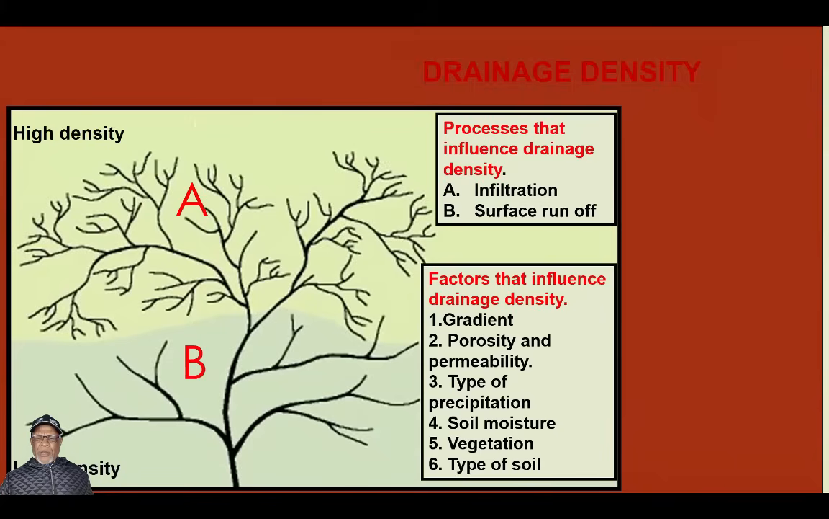So infiltration will result in low drainage density, and surface runoff is going to result in high drainage density. Because when there is more infiltration, there's going to be less water on the surface. But when there is more surface runoff, there's going to be more water on the surface.